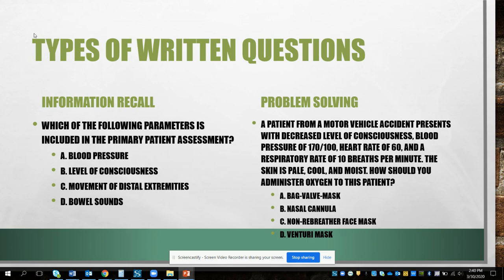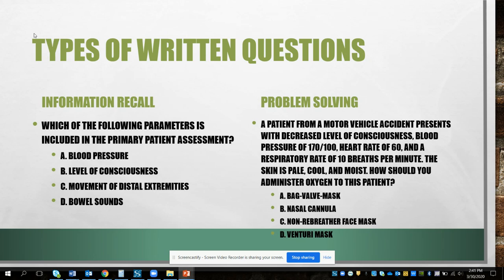So these are 2 examples of written questions. You have information recall and then problem solving. Let's just take a look at it really quickly. The information recall question says, which of the following parameters is included in the primary patient assessment? And then it gives you 4 choices. This is a very simple question. It is not asking for a lot of thought process. And while this may have been something that we would have seen historically years ago on our final exam, these are not the kind of questions you want on a final exam now.